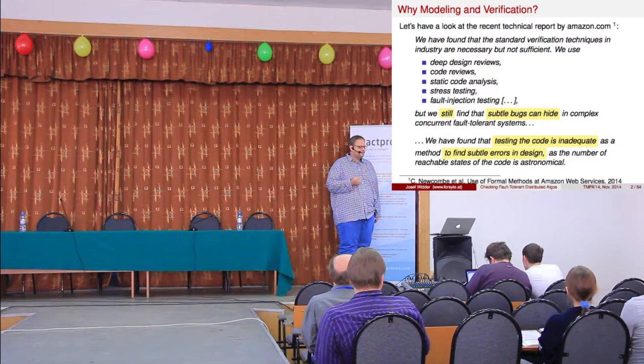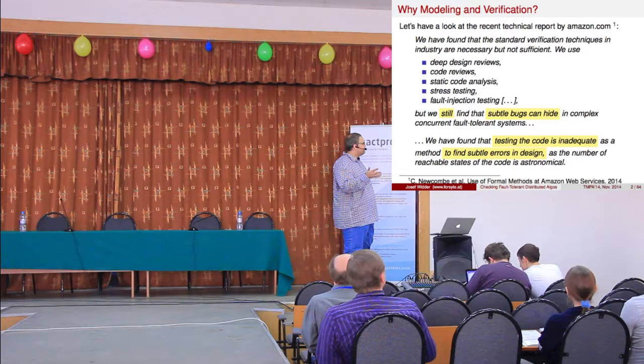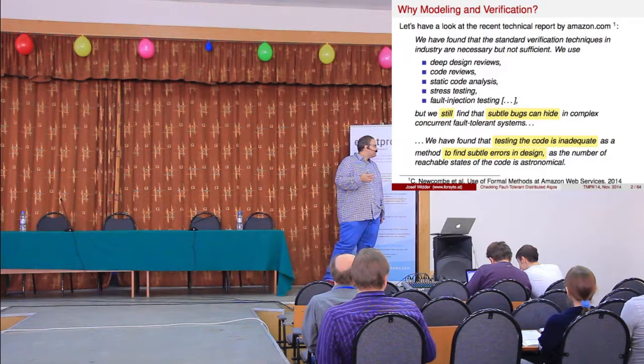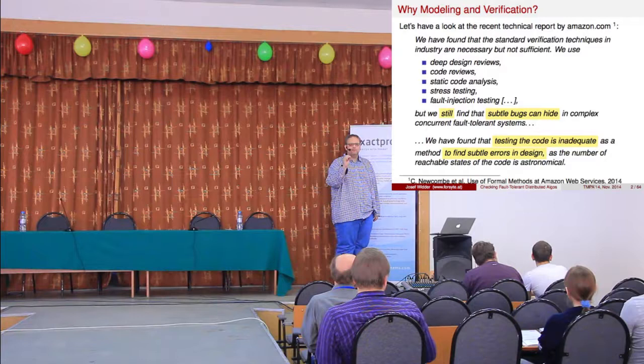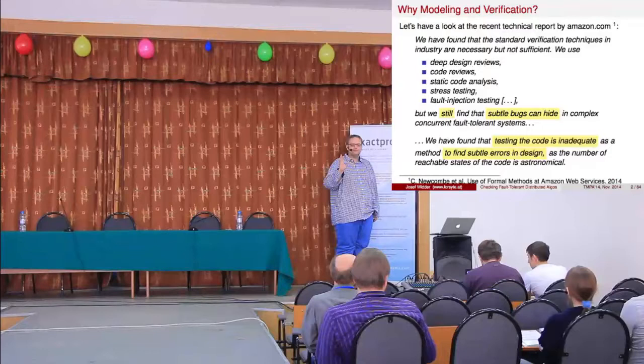So they start by saying that they found that the verification techniques that they use in industry are necessary, but they're not sufficient. And then they list what kind of verification techniques they use: design reviews, code reviews, static analysis, stress testing, fault injection. But still, they say, we can have subtle bugs in there. All this testing is just the tip of the iceberg of what can happen in a system. And actually, in concurrent fault-tolerant systems, bugs can still be in there.